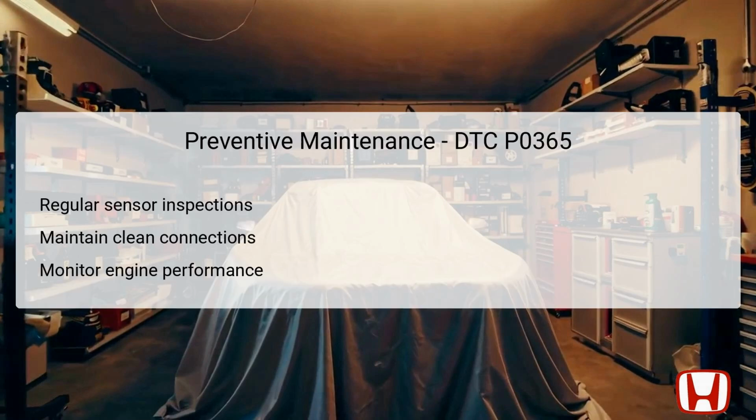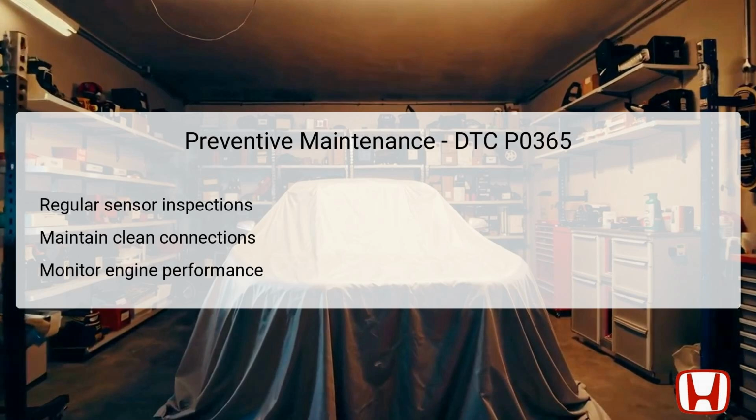To prevent the occurrence of DTC P0365 in the future, establishing a routine, preventive maintenance schedule is highly recommended. Regular inspections of the Camshaft Position sensor B can greatly enhance its longevity and operational reliability. During these inspections, it is essential to check for any debris or dirt accumulation that could affect sensor performance.